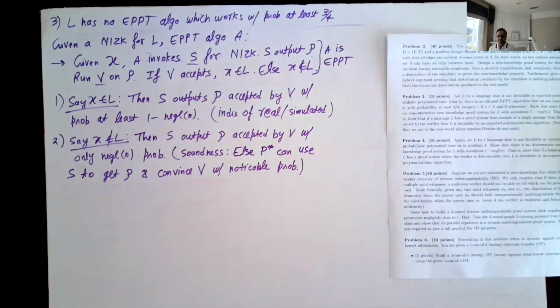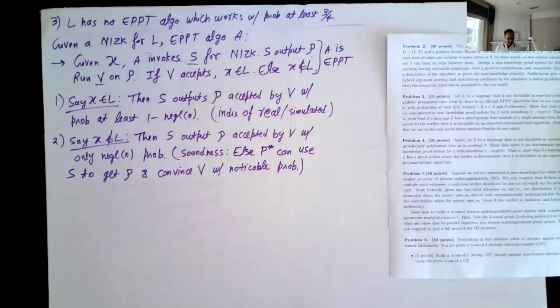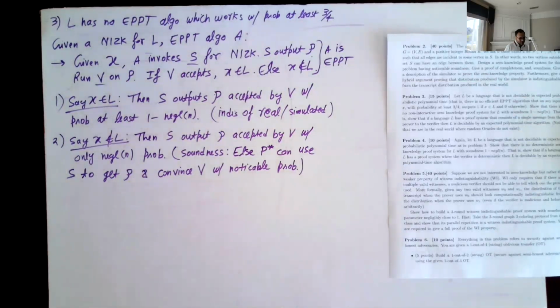Okay. And second question is, P star is supposed to be PPT, and over here it's using S, which is ePPT. And that should not be allowed, right? For the sake of the soundness argument. Okay, yeah. So this is a good question, but any ePPT algorithm can be truncated and you can convert it to PPT with just some small change in success probability. Okay. Thank you.